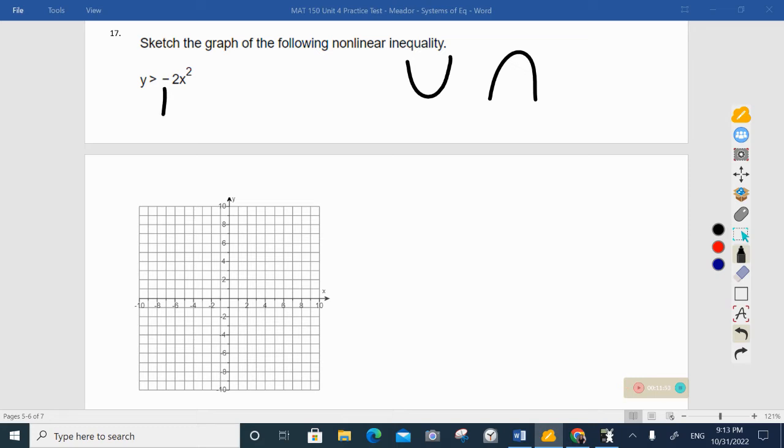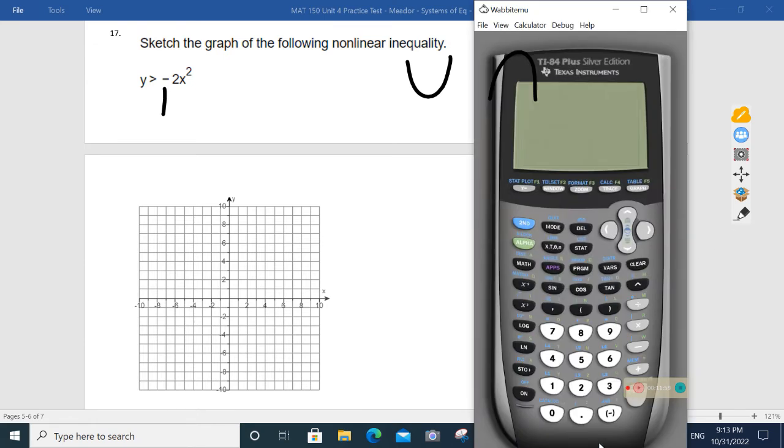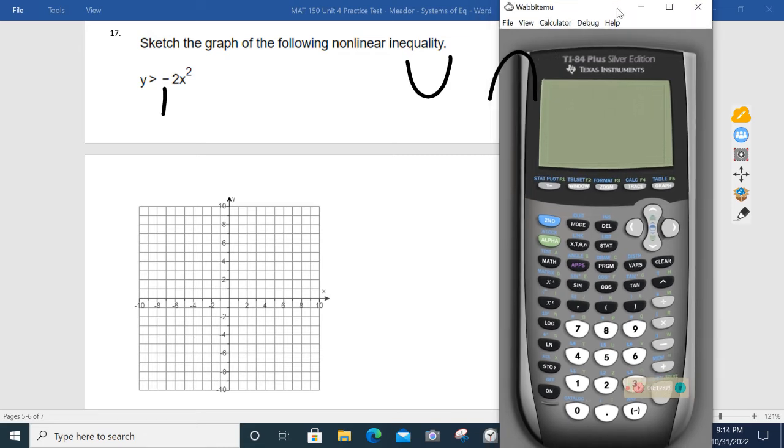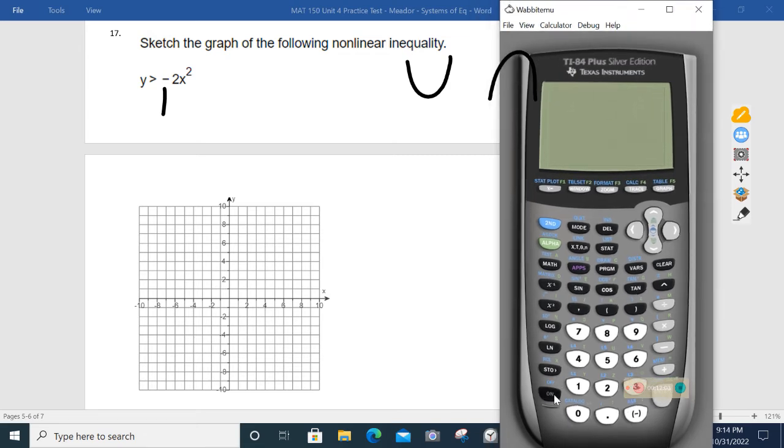So let's use our graphing tool. Let me go down here. And let's go to our y equals screen. So if you go to y equals and you clear out whatever you had in there. Clear number 2. All right. Go back up. We got negative 2x squared. And I'm going to hit zoom 6. And there's our parabola opening down.